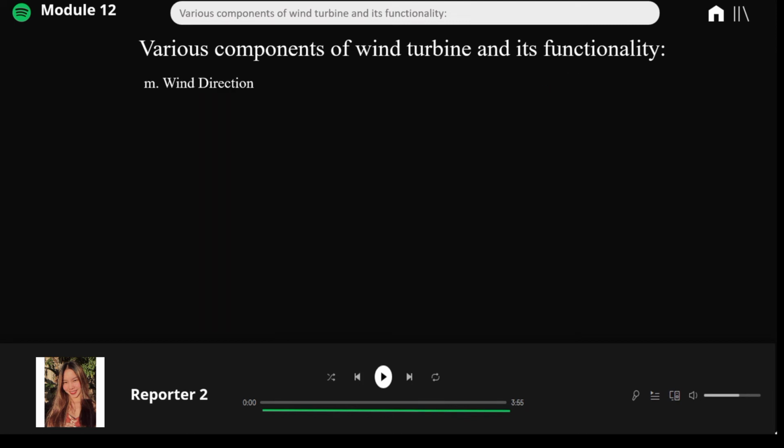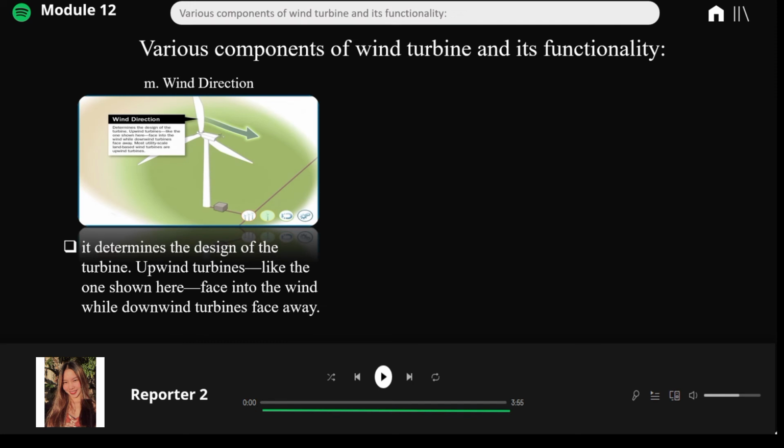Next is wind direction. It determines the design of the wind turbine.